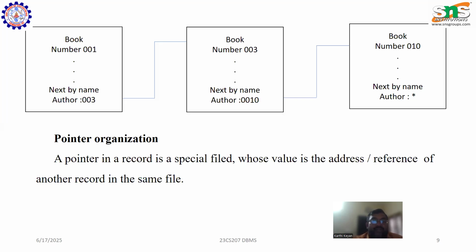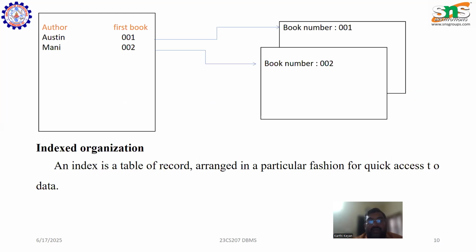This is a way to identify pointer organization. A pointer is a record with a special field whose value is the address or reference of another record in the same file. So this is another one, 001, 002. Keep the book records in basic alphabetical order, so 001, after that continuation 002. This is called indexed organization. The indexed table records are arranged in a particular fashion for quick access to data.